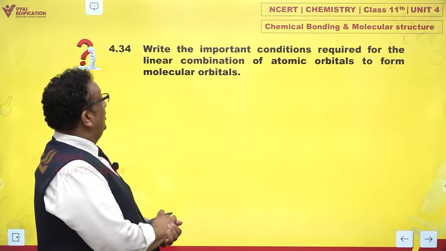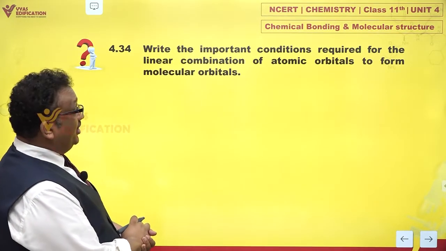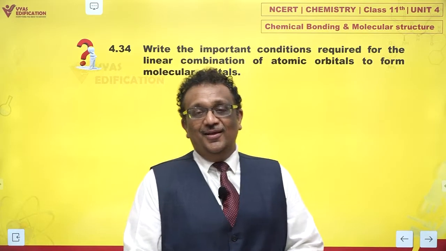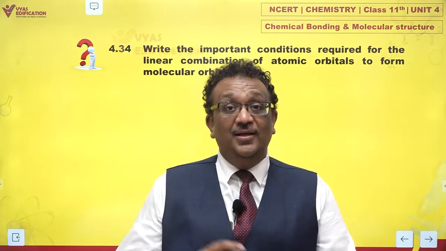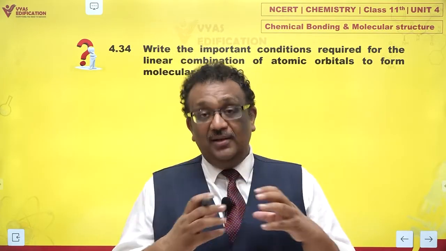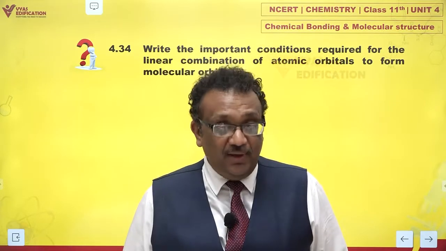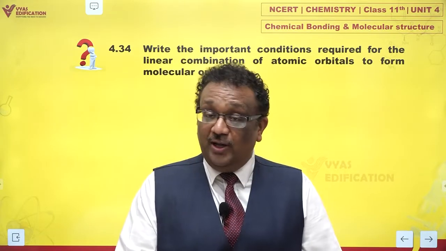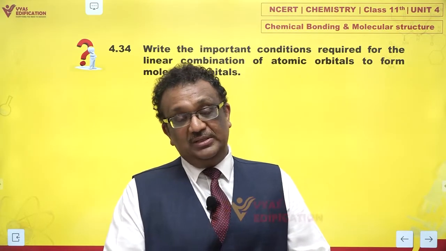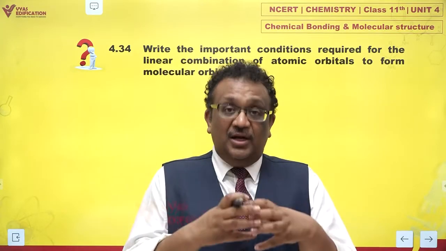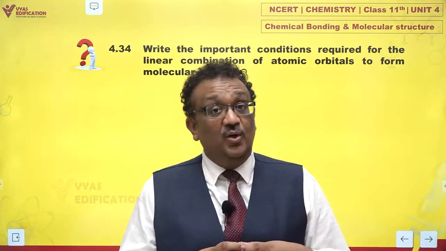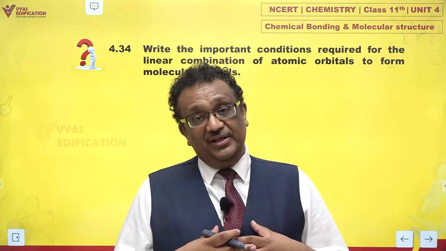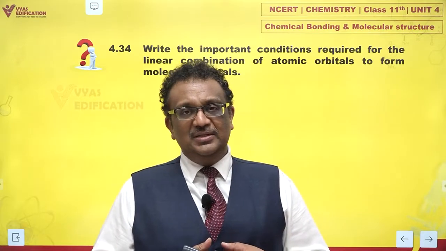This question says, write the important conditions required for linear combination of atomic orbitals to form the molecular orbitals. Now what happens here? Atomic orbitals can combine, can overlap, and their wave functions can be combined to form two types of molecular orbitals, bonding orbitals as well as anti-bonding orbitals. If the atomic orbitals undergo constructive interference, we get bonding orbitals, and if they undergo destructive interference, then we get anti-bonding orbitals. That is simple.